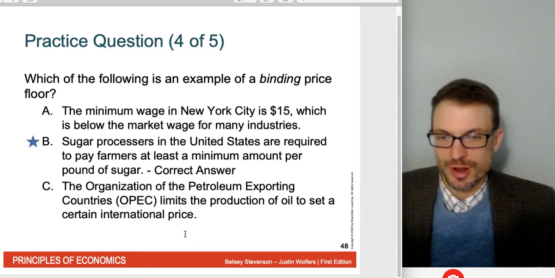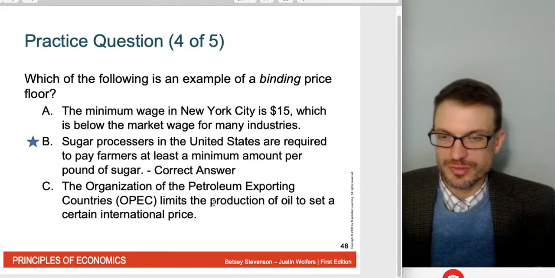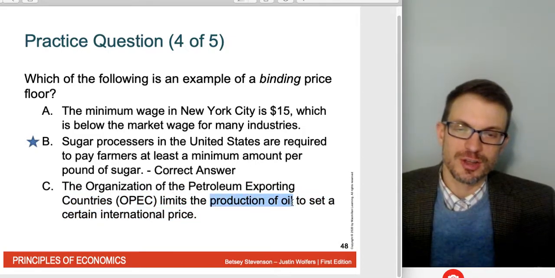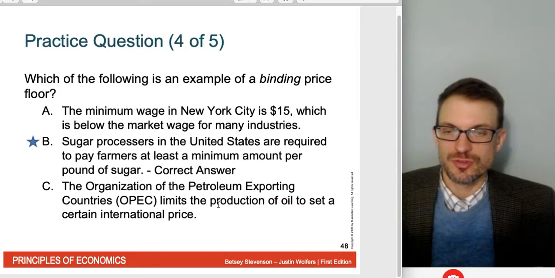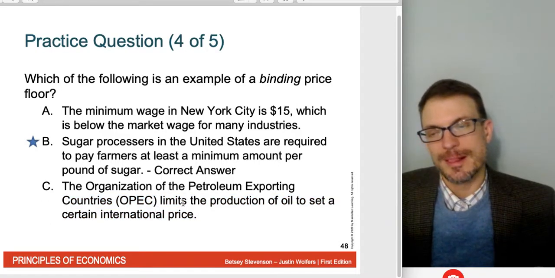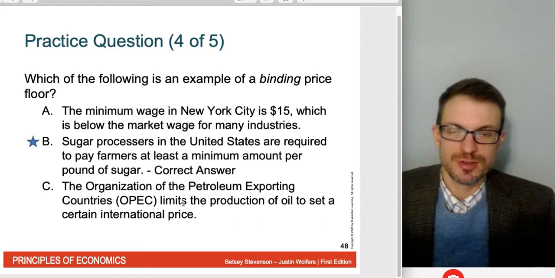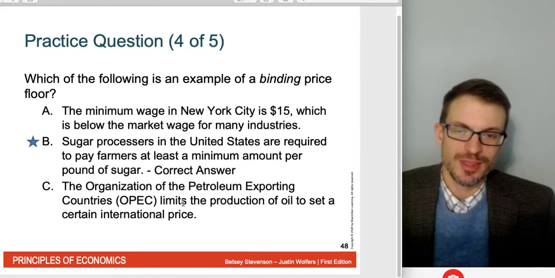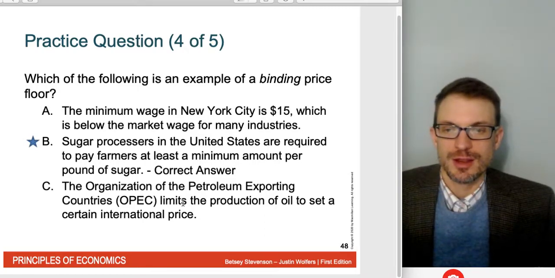OPEC limits the production of oil to set a certain international price. Limiting production is like a quantity control, so that's why it's not a price control, because they're limiting the production so that the price gets set. It's actually, OPEC is an oligopoly. They choose how much each country is able to produce, and then by virtue of restricting or flooding the market, however they want to determine the quantity, it affects the market price. That's how that works.